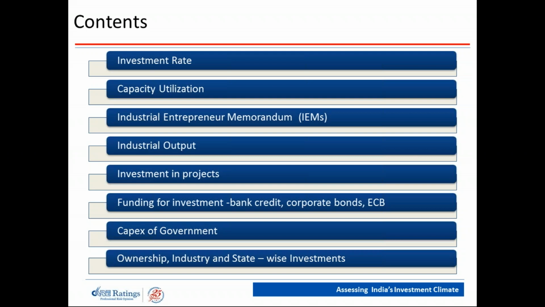Some of the macro indicators that we would be looking at here would be gross fixed capital formation or investment rate, capacity utilization, Industrial Entrepreneurs Memorandum, industrial output, investment in projects, funding of investments, and the capital expenditure being incurred by the government. We also look at the geography-wise and industry-wise investment scenario to see which are the regions and segments that have been driving investments in the country.